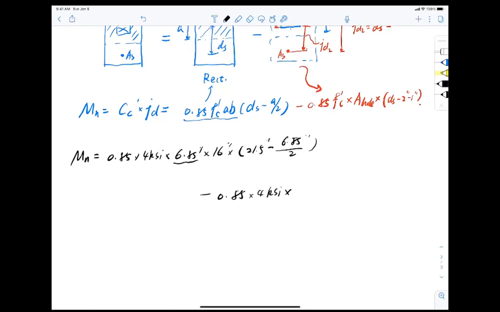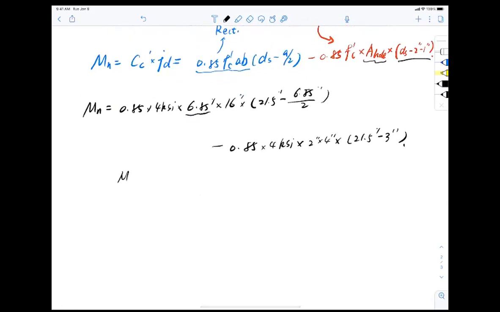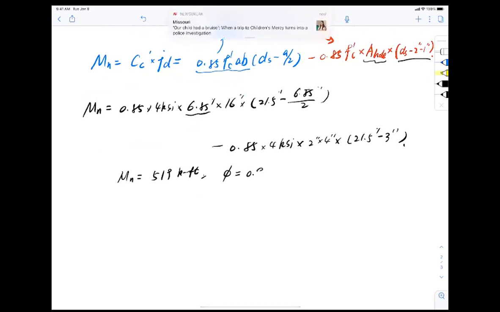times the opening of the hole, which is what? This is not Ac, okay? The area is 2 inch by 4 inch, and then multiplied by the distance 21.5 inch minus 3 inch. With that, I got my moment. And again, the moment Mn equals 519 kip-feet, saving you the agony of calculating. And I can even tell you, because I assume epsilon t equal to 0.05, so what is my phi, folks? 0.9.